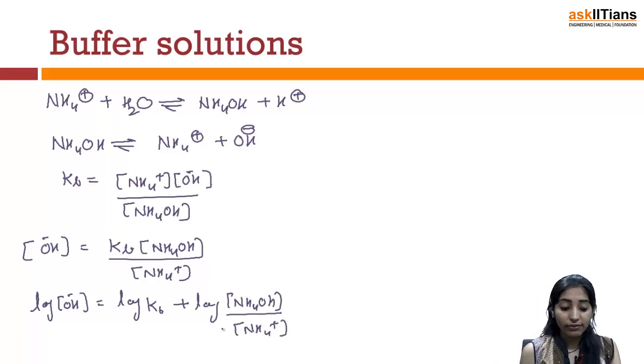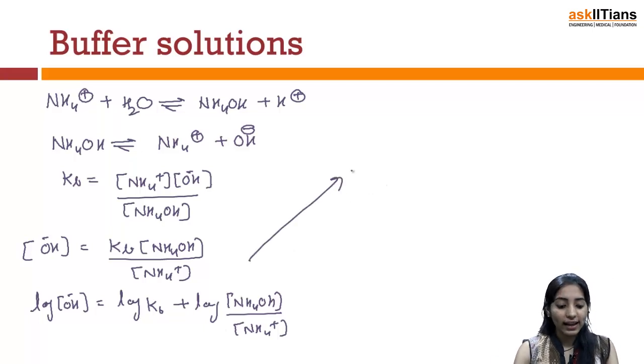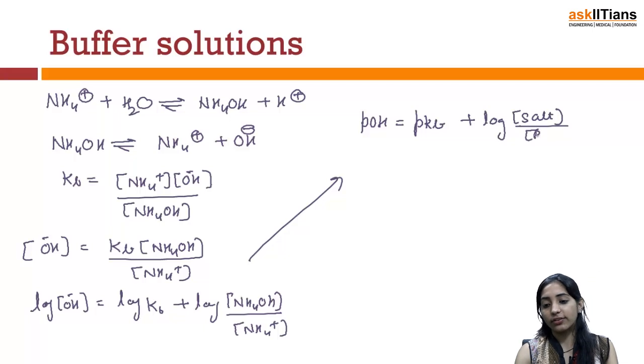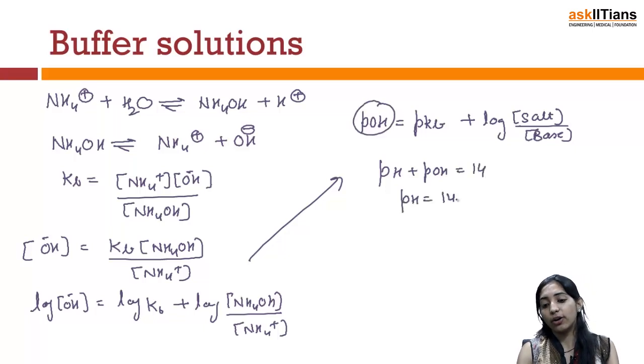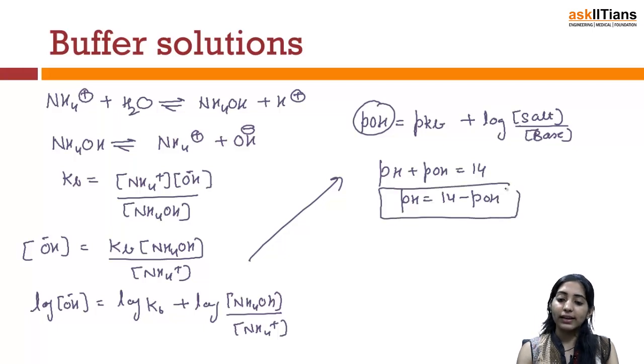Now if I proceed the same way for this equation, the formula that I will derive at the end is pOH equals pKb plus log of the concentration of salt divided by the concentration of base. We have already learned one formula, that pH plus pOH is equal to 14. So if you know the value of pOH, you can very easily find the pH of the solution, which will be 14 minus pOH.